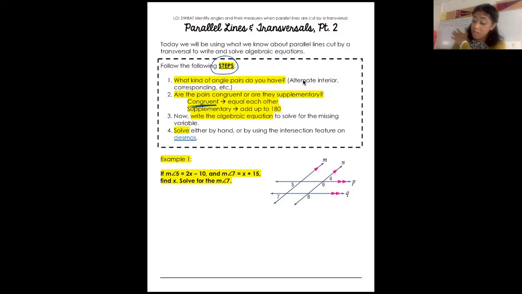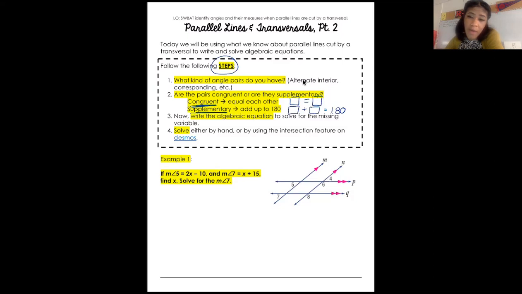So when we build an equation, one side has to equal the other side, okay? But if they're supplementary, that means you add them together and that's going to give you 180. So one angle plus the other angle should equal 180 degrees. Congruent means equal to, so make them equal to each other, but supplementary, you add them and make them equal to 180. Okay, so now you write the algebraic equation, only write what's highlighted right there, and you're going to use that to solve for the missing variable in step 4.